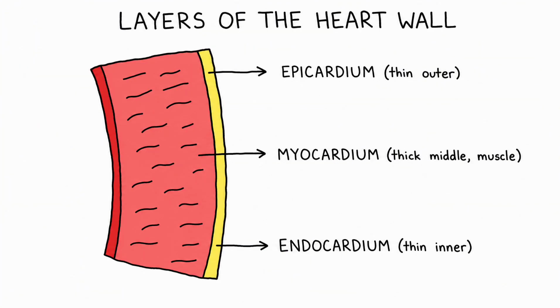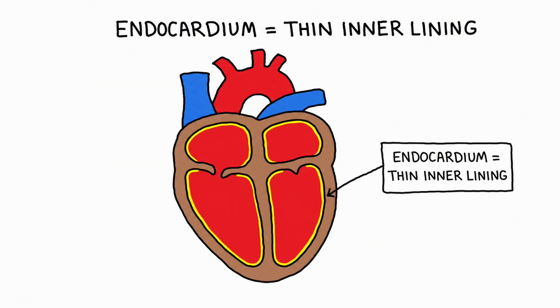So here, these are the walls of the heart. There are three distinct layers. We have the epicardium, which is the outer layer, a very thin layer. Then we have the myocardium, which is the middle layer composed of cardiac muscle tissue, and this is the thickest layer. It plays a big role in contraction. Then we have the endocardium, the inner layer, which forms the inner linings of the heart chambers, and this is also a thin layer.